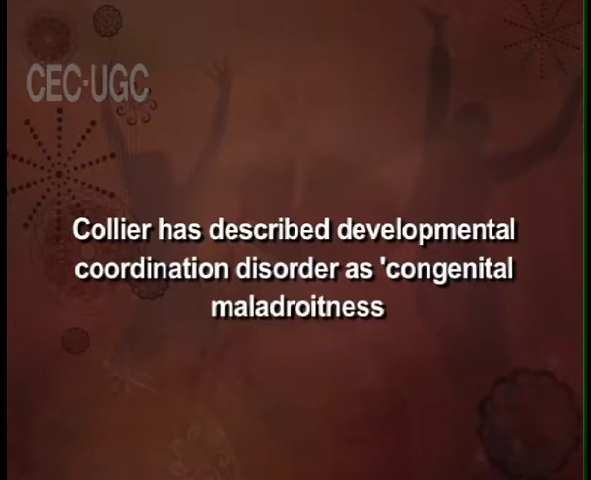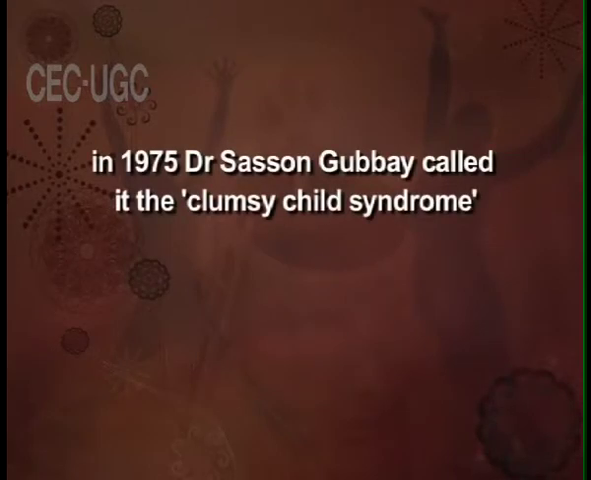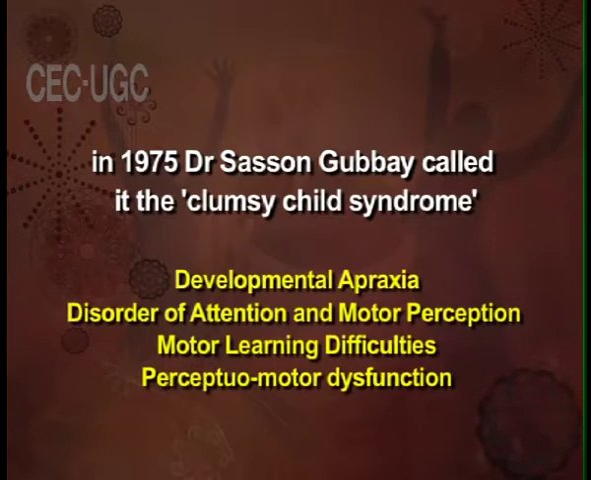Collier has described developmental coordination disorder as congenital maladroitness, and A. Jean Ayres referred to DCD as a disorder of sensory integration in 1972. In 1975, Dr. Gubbay called it the clumsy child syndrome. Other names such as developmental apraxia, disorder of attention and motor perception, motor learning difficulties, perceptuo-motor dysfunction, etc. have been used. However, the World Health Organization currently lists developmental coordination disorder as specific developmental disorder of motor function.